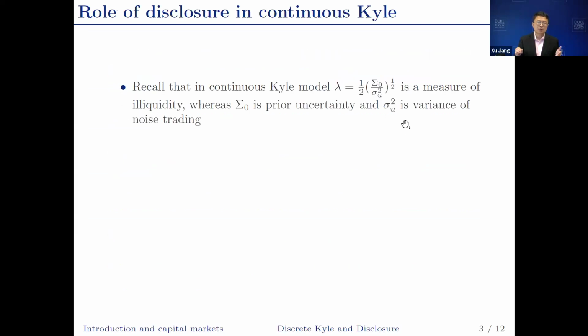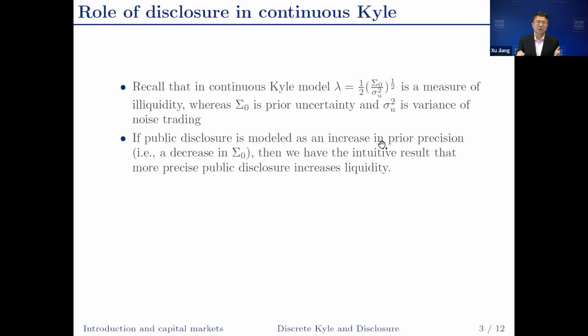First, let's briefly discuss how disclosure affects liquidity in the continuous order flow Kyle models that we discussed in the previous lesson. In the previous lesson, we derived the expression of lambda as a measure of illiquidity. If more precise public disclosure is modeled as an increase in prior precision, then it decreases sigma 0, the prior variance of the fundamental, which decreases lambda and increases liquidity.